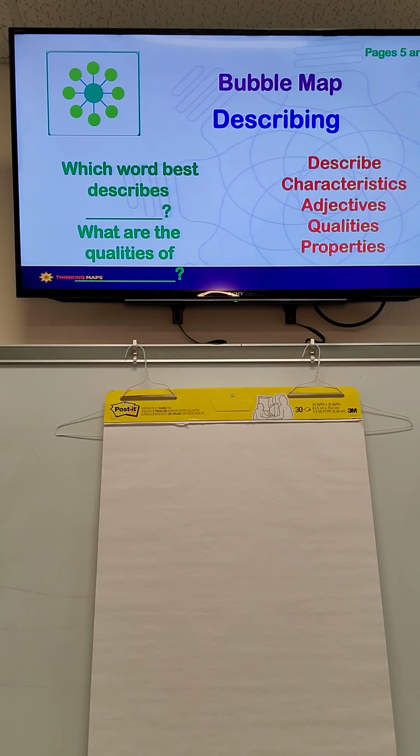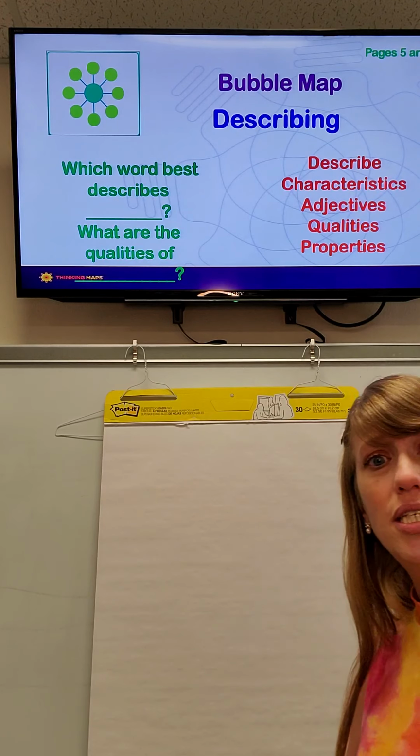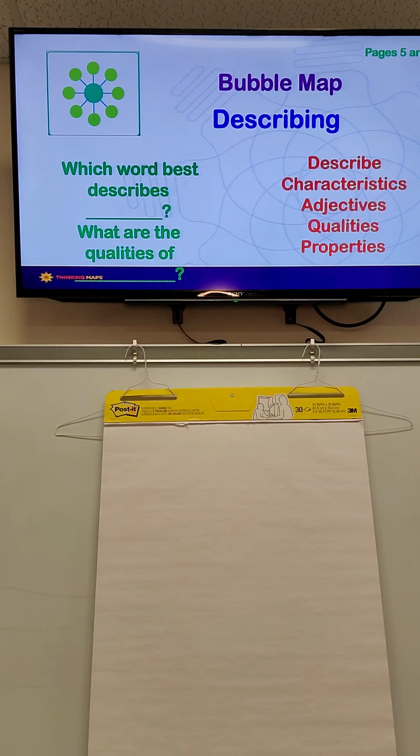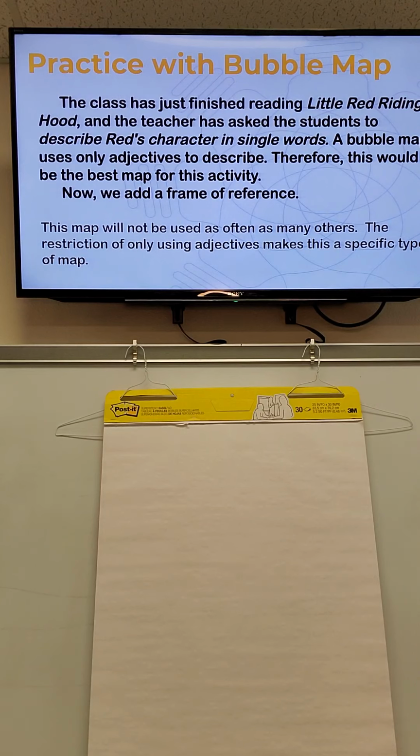The things you need to remember are anytime you're using the word describe, characteristics, you have adjectives, you're talking about qualities or properties, that is your bubble map. That's your map that you use to describe things. So let's practice with a bubble map today. We're saying the class has just finished reading Little Red Riding Hood, and the teacher has asked the students to describe Red's character in single words. Notice that those words are in italics because describe and her character means that we're probably going to have to use a bubble map for that.